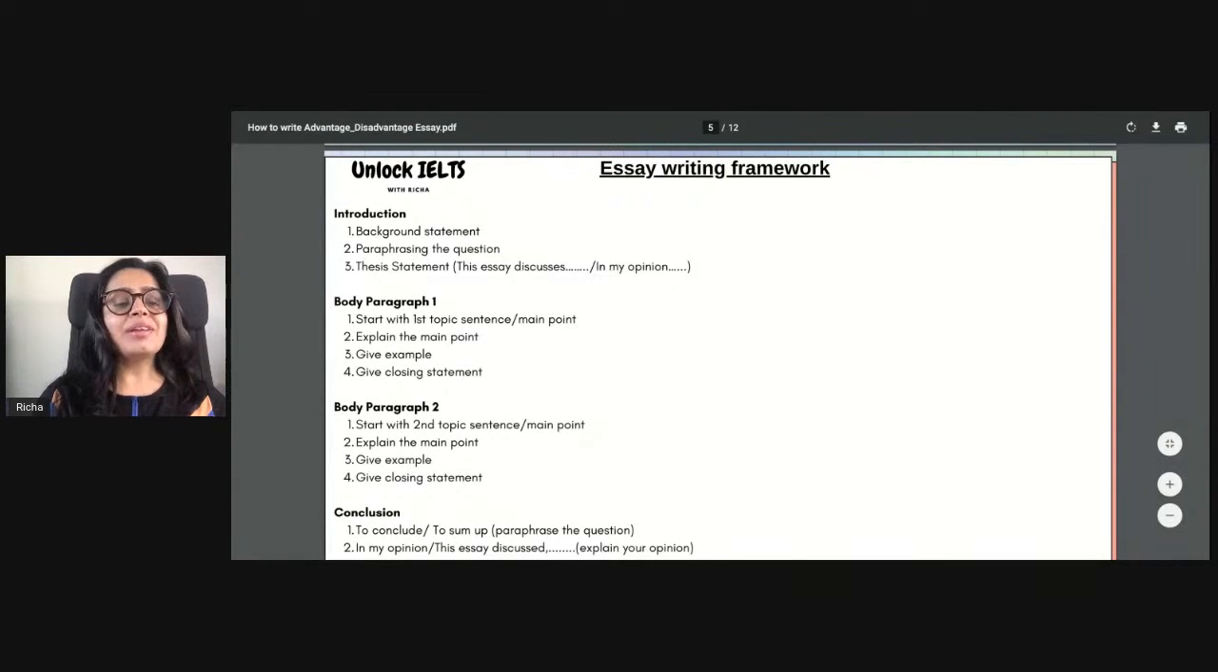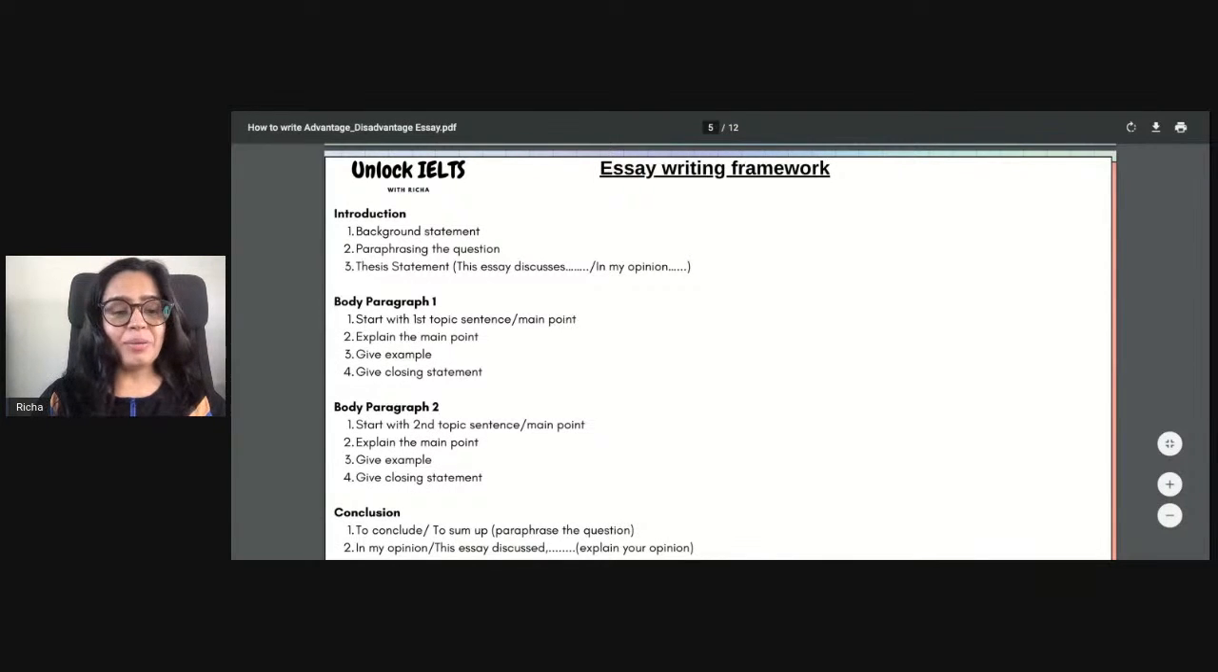Else, you can begin with the second sentence, which is the paraphrasing of the question. It means you're tweaking the language of the question using different words but keeping the meaning intact. You need not manipulate the meaning. The meaning should remain the same. And lastly is the thesis statement. In the thesis statement, either you are guiding the examiner on what you are going to present in the following paragraphs, or you are stating your opinion.